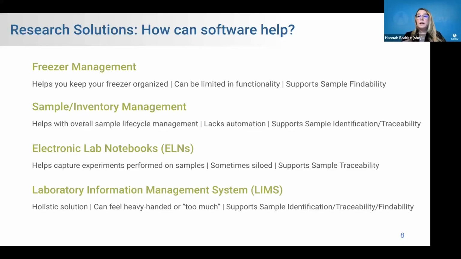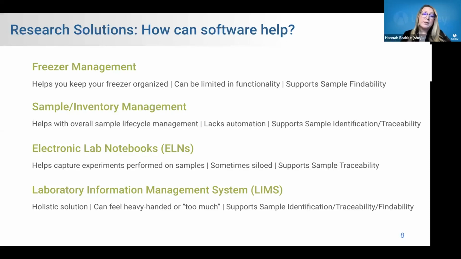And these sample and inventory management tools are really going to help support the identification piece, accessioning, label printing, things like that, as well as that traceability. What's happened to the sample to get to where it's at?